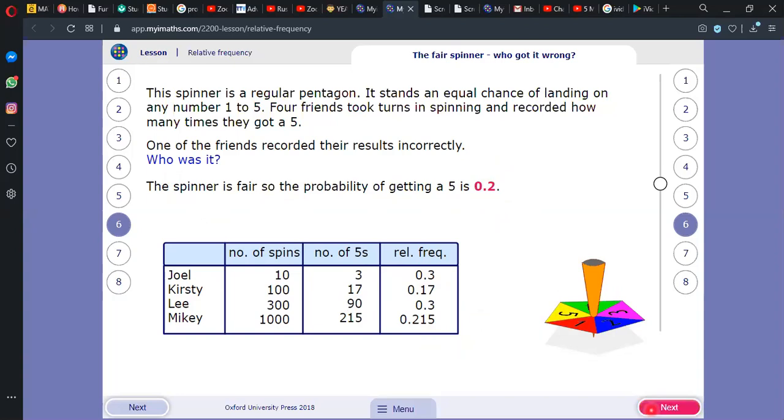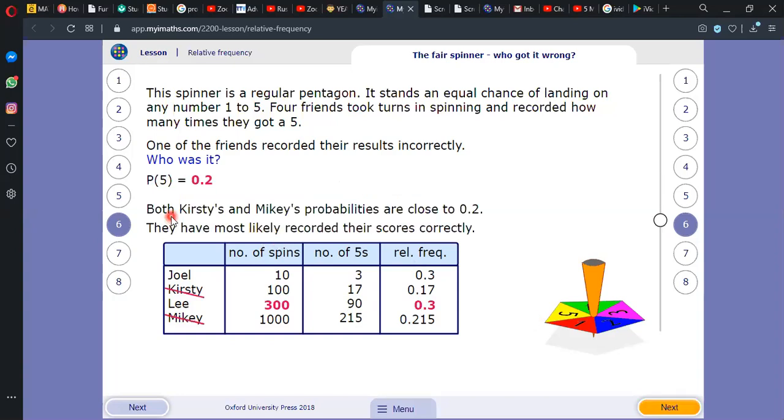But with what we are looking at, we can see that both Christie's and Mikey's probabilities are close to 0.2. So we can cross them off. We are okay with 0.17 and 0.215. The issue now is with 0.3, which is Joel and Lee. Christie and Mikey have most likely recorded their scores correctly because the answers they got are close to 0.2, which is the probability that has been calculated.